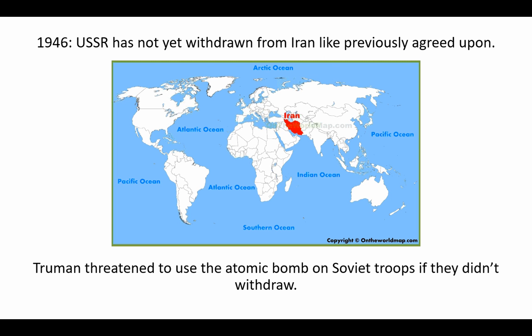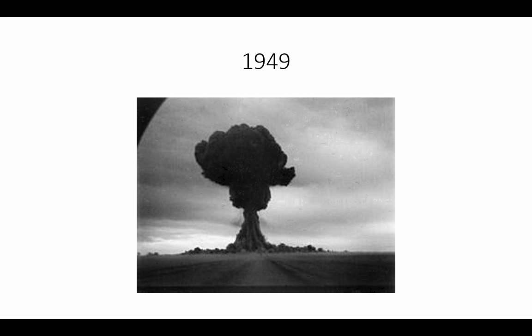Like in 1946, the USSR had not withdrawn its troops from Iran like they said that they would. Well, Truman threatened to use the atomic bomb on the Soviet troops if they didn't withdraw. And so they did withdraw, right? Their troops went back to the USSR because they didn't want the atomic bomb to be used on them. Well, guess what? Just 4 years after the Americans developed an atomic bomb, the Soviets now had their own atomic bomb, right? And so the Americans no longer had a monopoly over this incredible technology.